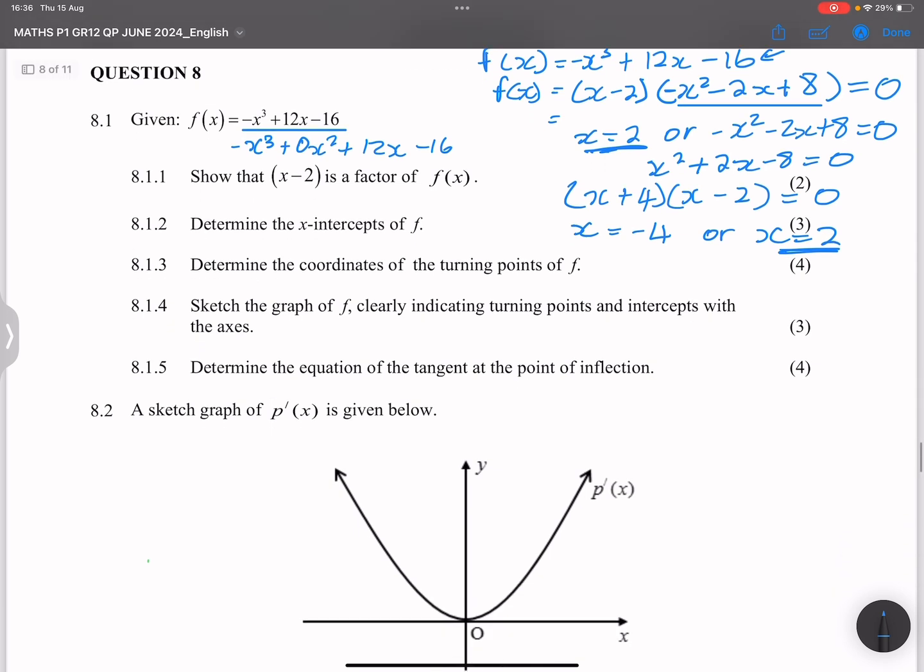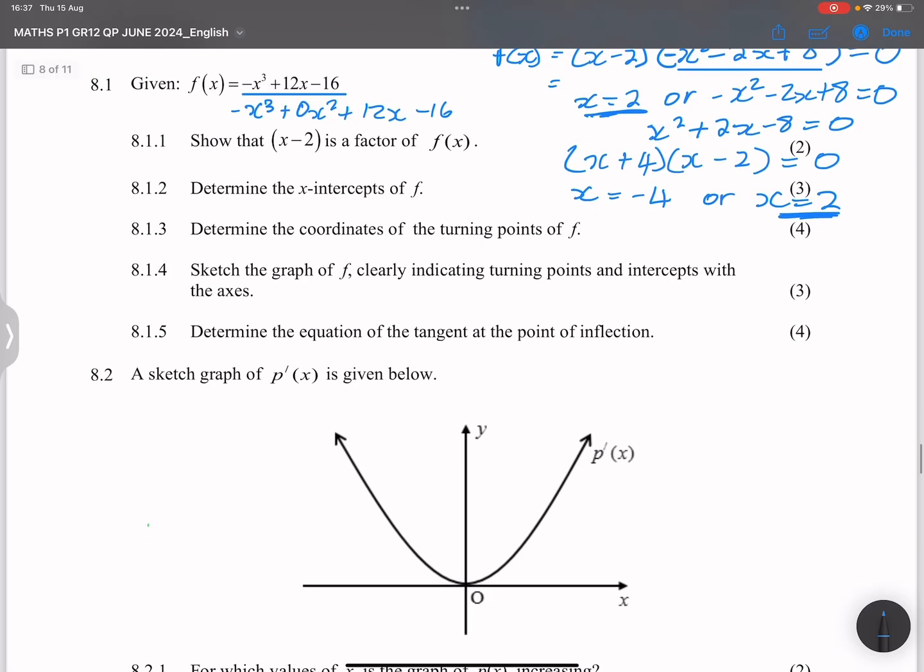All right, let's go to the next point. So they say determine the coordinates of your turning points. I know that definitely the other one should be x is equal to 2, but let's find the other turning point. How do we do so? We're going to take the derivative and make it equal to 0. That's minus 3x squared plus 12 is equal to 0. That's the turning point.